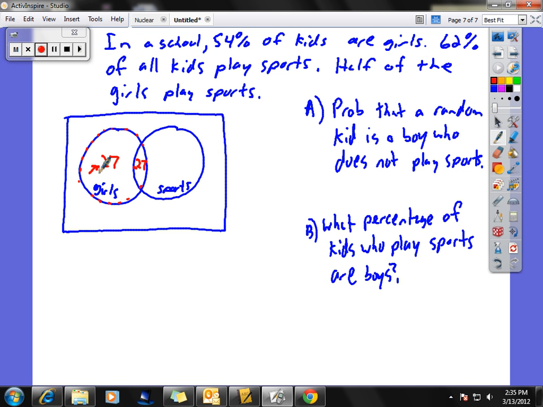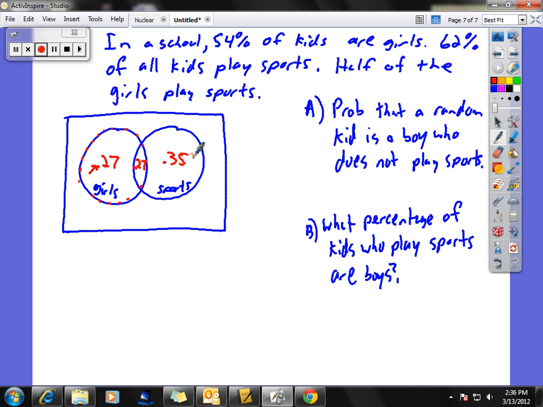Okay. So now we have to fill in this other section over here. This section is going to be boys, right? Because it's not girls, so it's got to be boys who do play sports. All right. So we have 62% of all the kids play sports. Well, we already have 27 of that filled in. So what's left from that is going to be 35. Okay, this 35 and this 27 add up to 62. So that's your total sports.